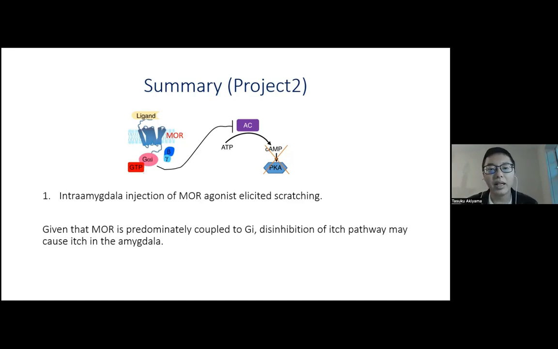And then in the end, this is actually a very interesting target for us because we still don't know how the brain processes and distinguishes between itch and pain. So as you see, activating the amygdala causes the analgesic effect, and on the other hand, MOR activation in the amygdala causes the itch. So it seems like this is the key location for the brain to distinguish between itch and pain.